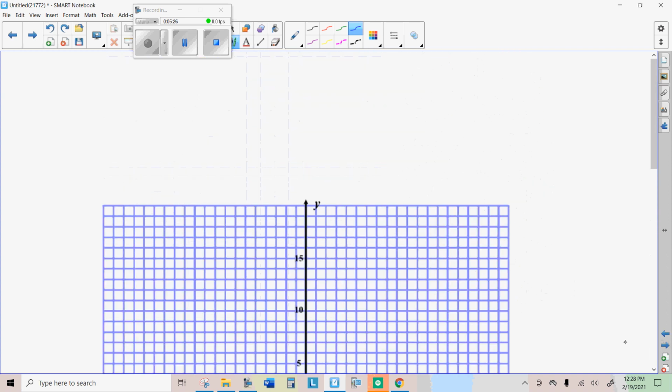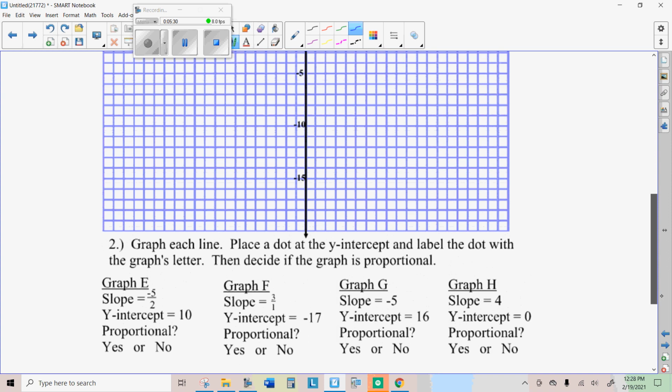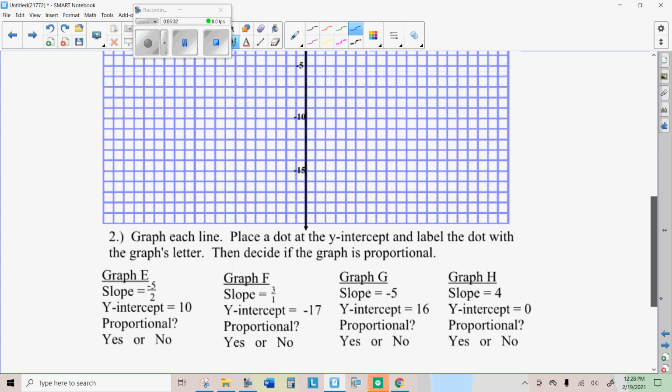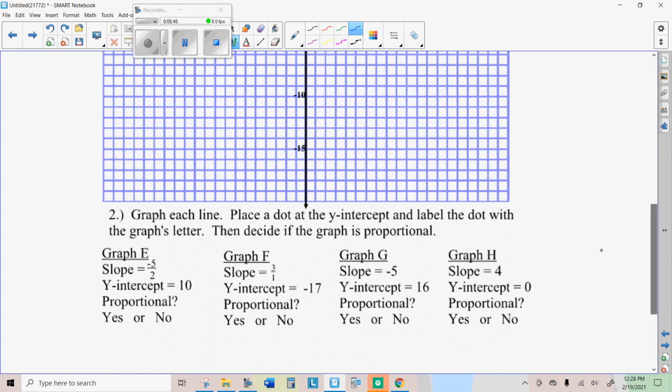Okay? All right, for this one, I'll do the first couple for you. You are going to place a dot at the y-intercept and label the dot with the graph's letter. And then you're going to use the slope to graph each line. So it works like this. For graph E, we're going to use this information. Our y-intercept is 10 and our slope is -5/2. Okay?